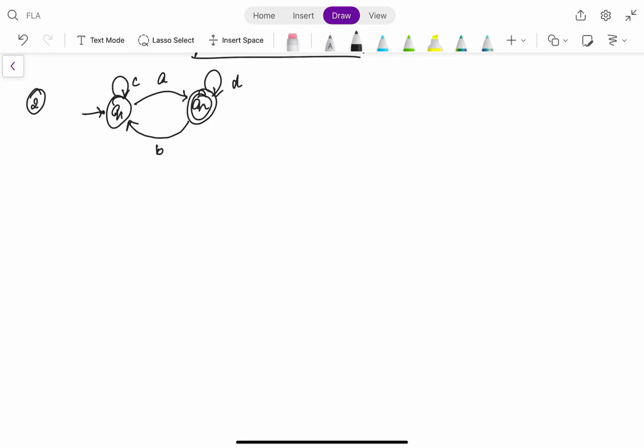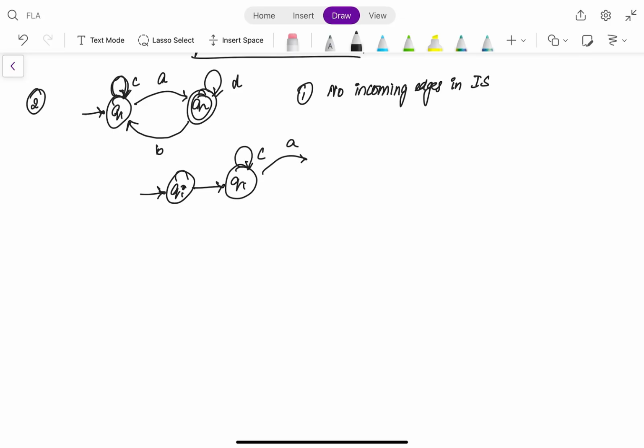So what is the first condition? There shouldn't be any incoming edges to the initial state. If it is coming, then you have to create a new state and make that your initial state. Now the condition is satisfied. No incoming edges in the initial state.